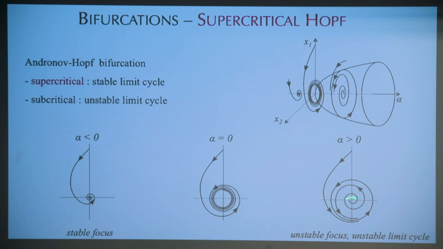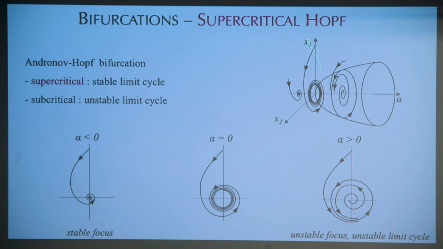So here, if you would start close to this line, then it goes outside. So we have a movement outwards, and then from outside, this orbit, the cycle here, is attracting. So basically for positive alphas, if the system is highly excited, we see this limit cycle. And this limit cycle is attracting.